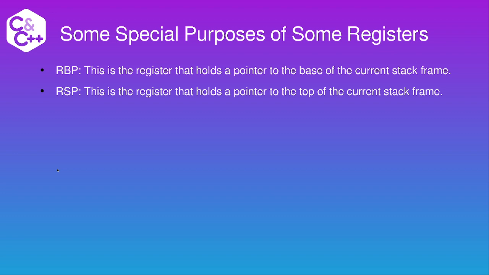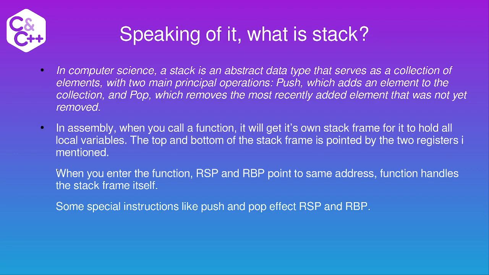So, as we said, what is a stack exactly? In computer science, a stack is an abstract data type that serves as a collection of elements with two main principal operations: push, which adds an element to the collection, and pop, which removes the most recently added element that was not yet removed. I like thinking of it as stacking up books. You put a book, you put one more on it, you put one more on it, you pop the other one. You can only add to the top of it or remove the top one.